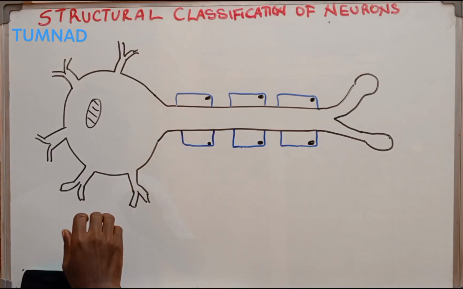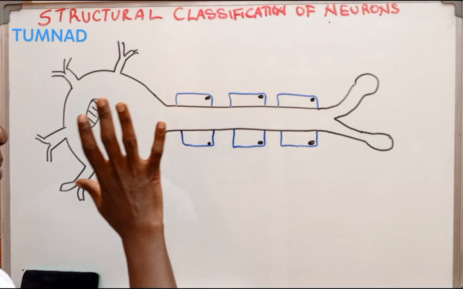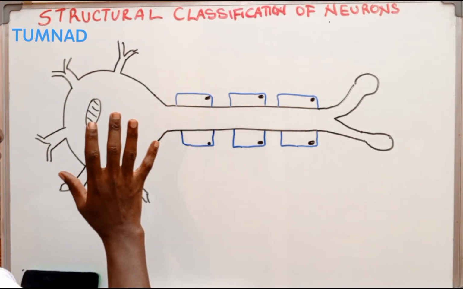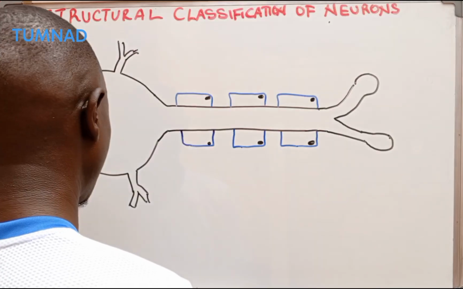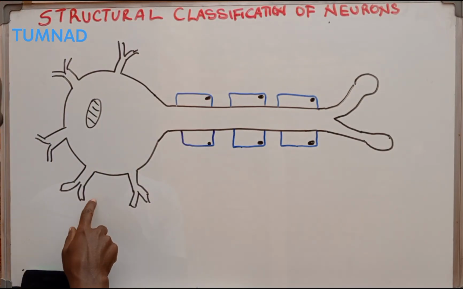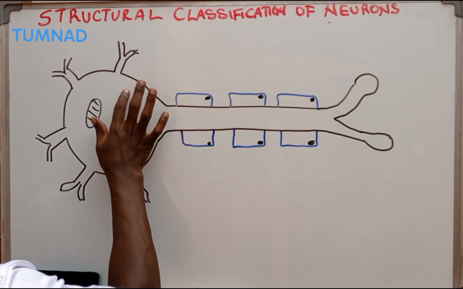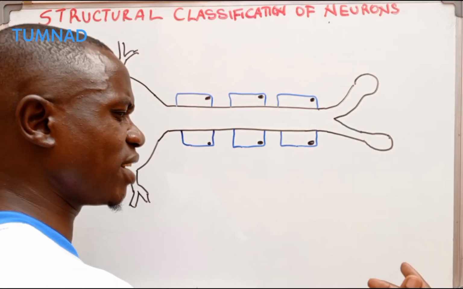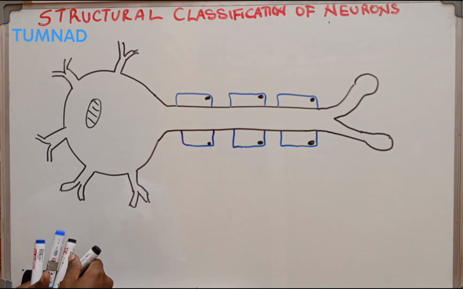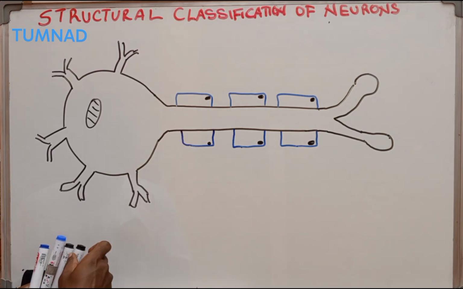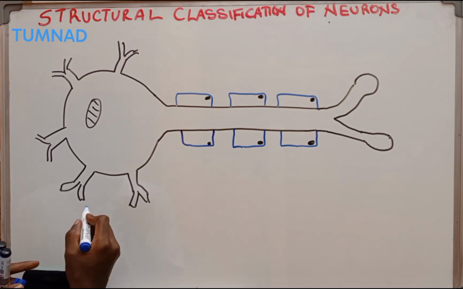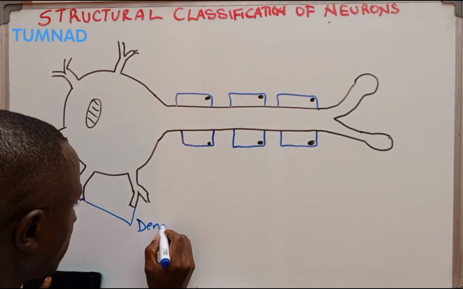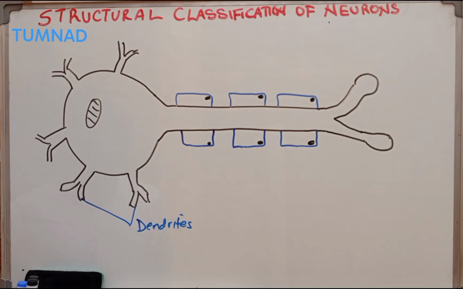So now this structure is what we call the motor neuron, and all the labelings of this structure, we're going to start labeling them one by one. When you see these extensions that are coming from this structure, these extensions that are going to be receiving signals to this cell body, these structures here are what we call the dendrites.